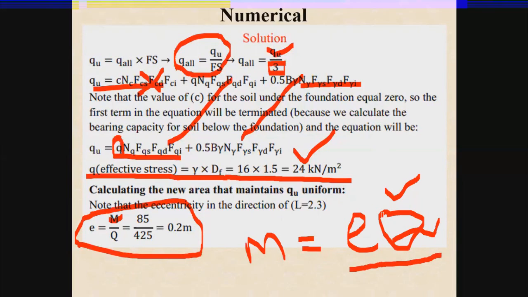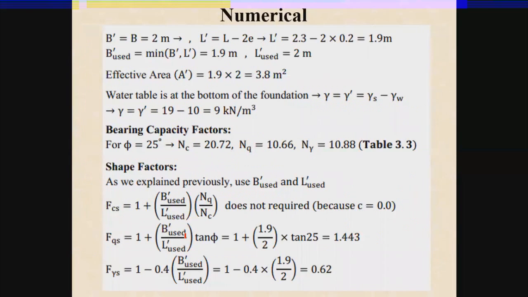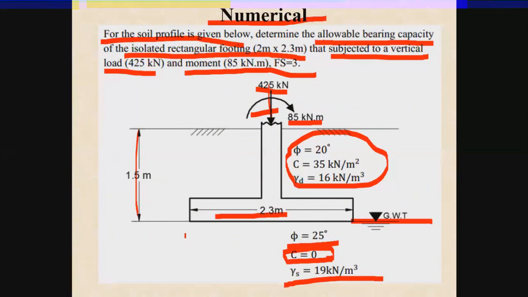So rearrange this equation, you will get e is equal to M over q, where M is equal to 85 and q is equal to 425. So this will give me an eccentricity value of 0.2 meter. Now let us select whether this load is eccentric with respect to the x-axis or with respect to the y-axis. So let me just study this sign convention.